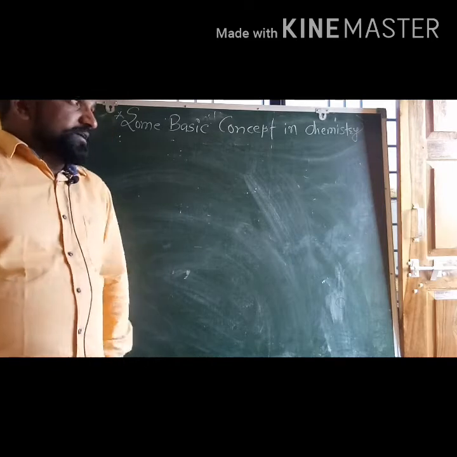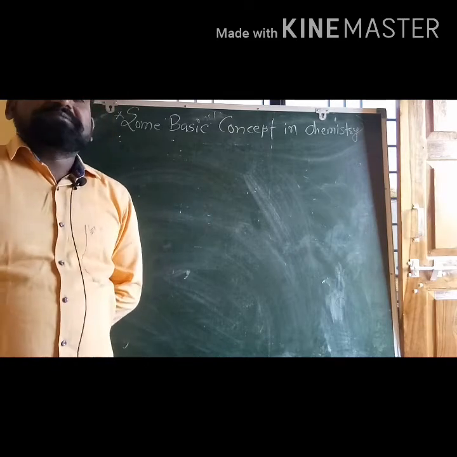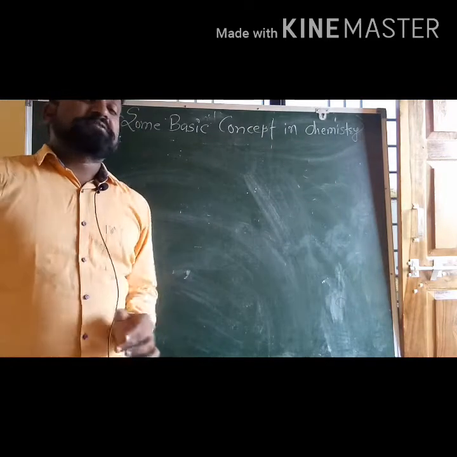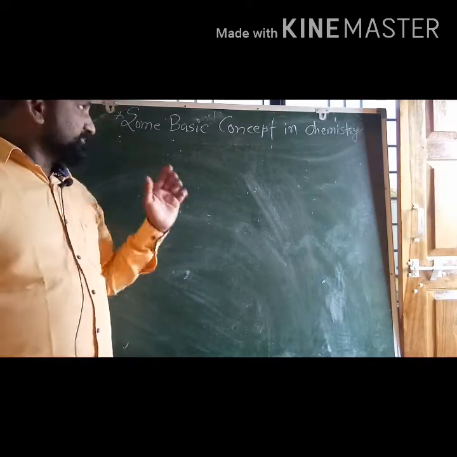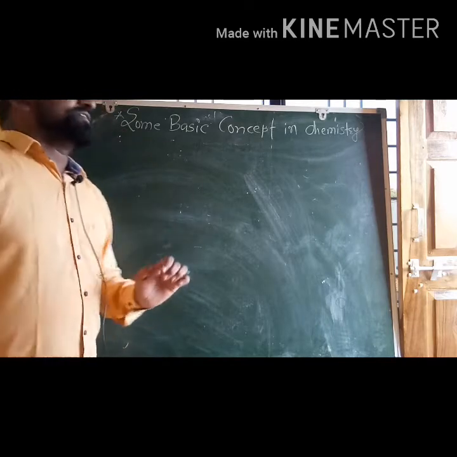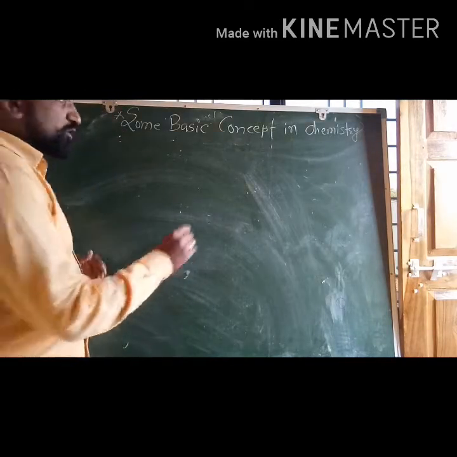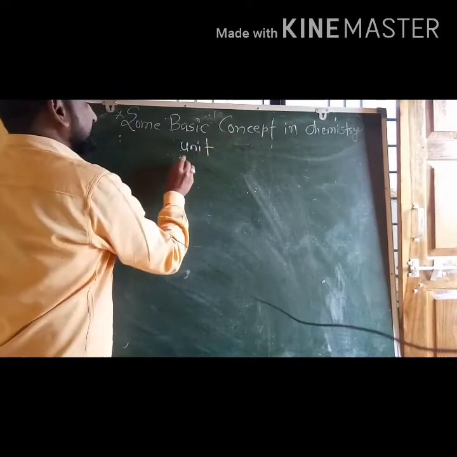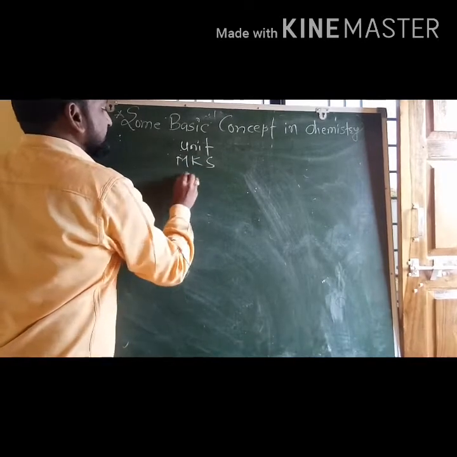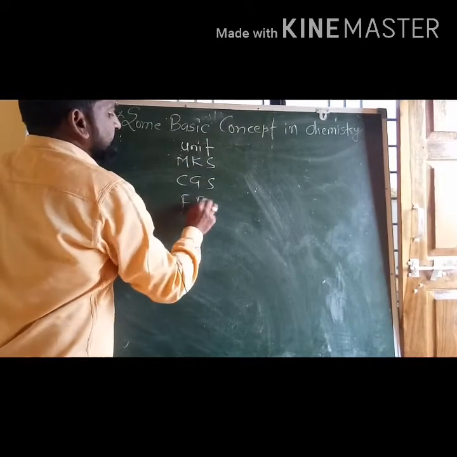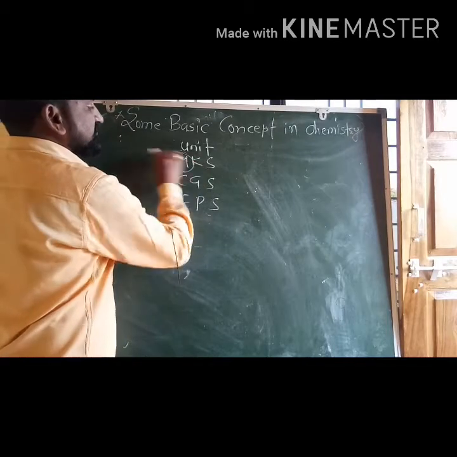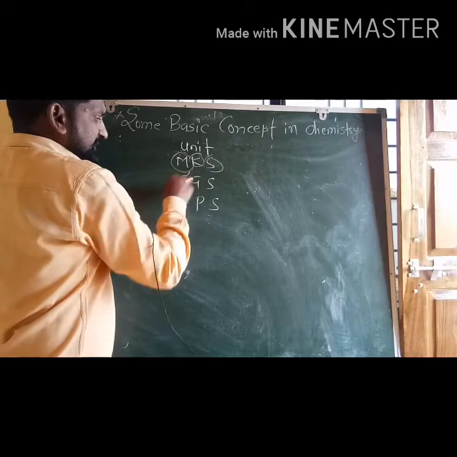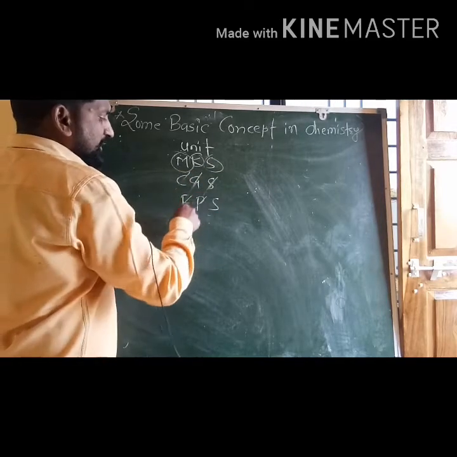So we are meeting today for part 2 of some basic concepts in chemistry. Yesterday we saw part 1 of the same chapter, and I remember we stopped at units. In that we discussed MKS, CGS, and FPS types of units. MKS means meter, kilogram, second; CGS is centimeter, gram, second; FPS is foot, pound, second.